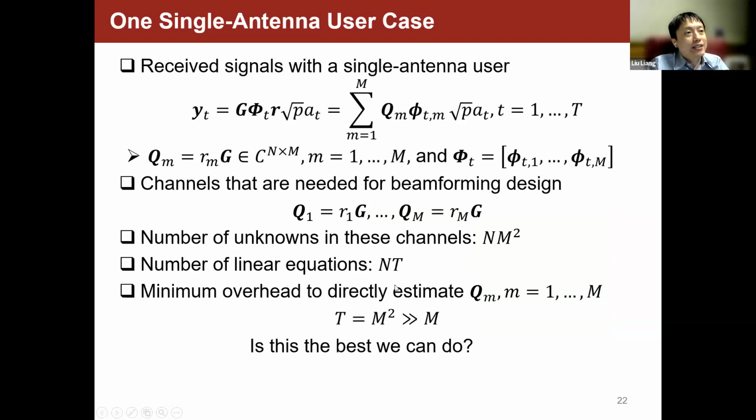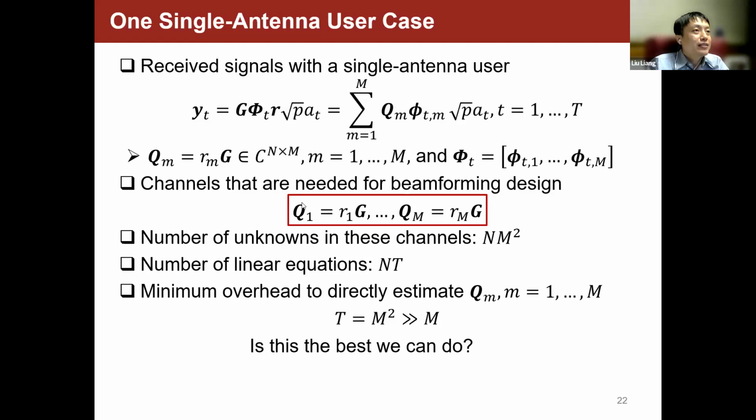And if we don't do anything, at the beginning, we have shown that we need M squared time slots to estimate Q1 until Q capital M. This is not linear in M. If we have diagonal RIS, the number of time slots is linear in M, right? Can we reduce this channel estimation overhead in the BD-RIS aided communication? This is what we are trying to answer in this talk.